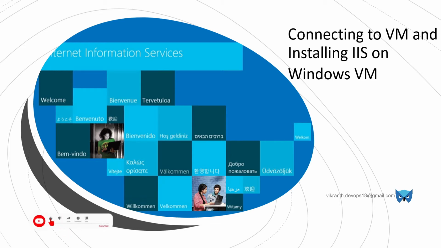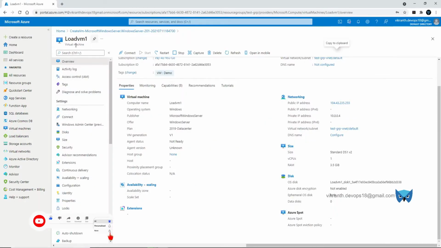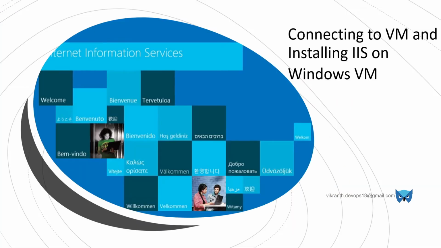In this session we are going to connect to our VM which we have created in the last session and install the IIS on Windows VM. Let's start our session. So in the last session we have created load VM1. So we need to connect, and we will see here how to install IIS on the system.